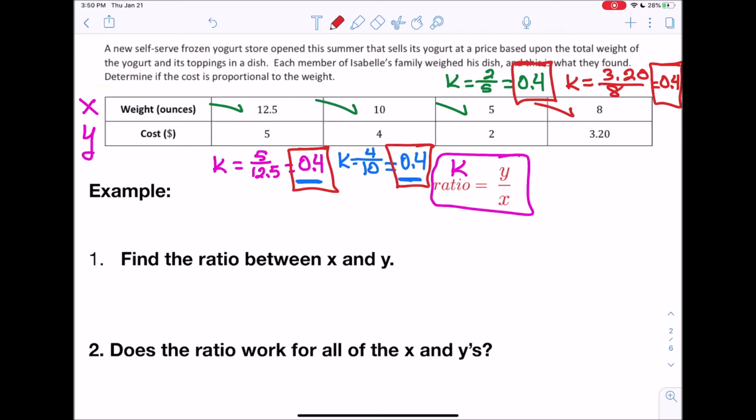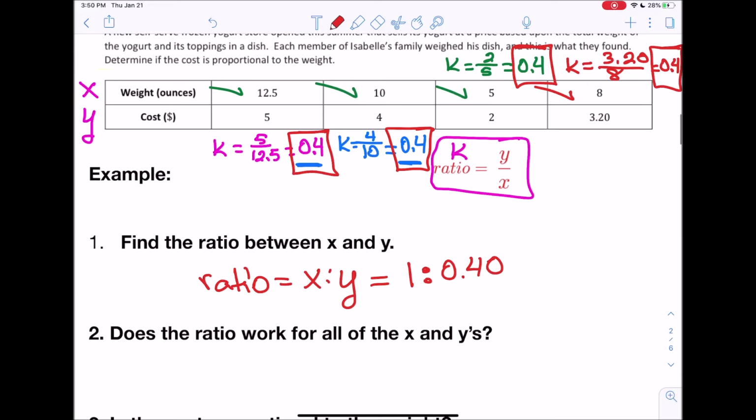Okay, so let's look at number 1. Find the ratio between X and Y. Okay, well, we just did that. And the ratio, our unit rate, and remember, that's X to Y, is going to equal, for every 1 ounce, you pay 40 cents. So it's 1 to 0.4, or 0.40 if you want to think of it as 40 cents.